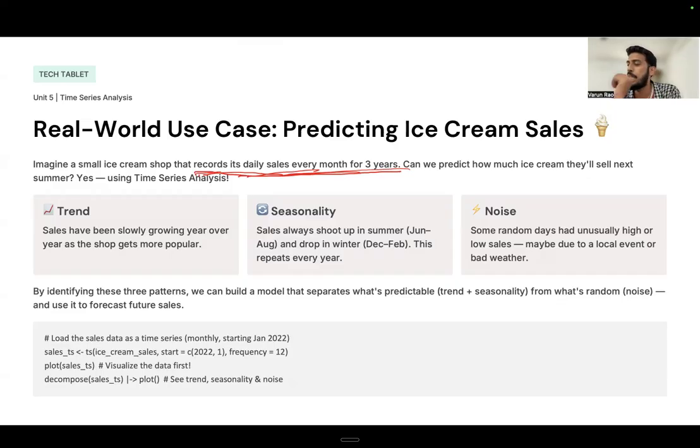So that is trend. Then you have seasonality. Seasonality talks about in which month your sales would go to the highest. Like your sales would shoot up in summer because it's ice cream. In summer, people eat a lot of ice creams. In winter, it reduces. And this is a repeating cycle because every year, in winter, people reduce eating ice creams. And then you have noise. Some random days have unusually high data, even because of some bad weather or anything like that.